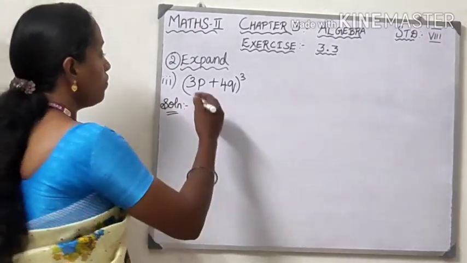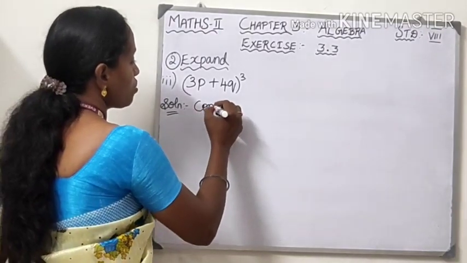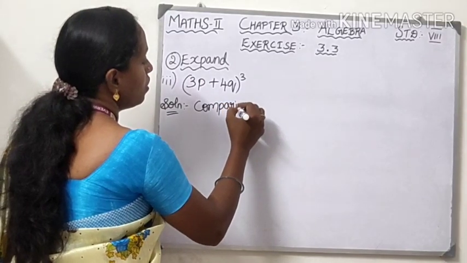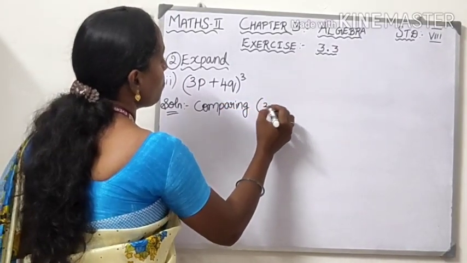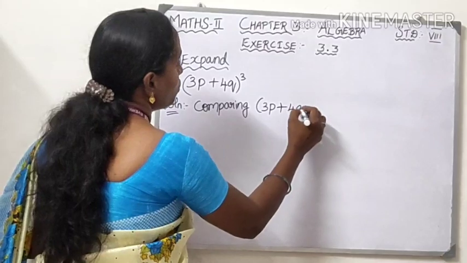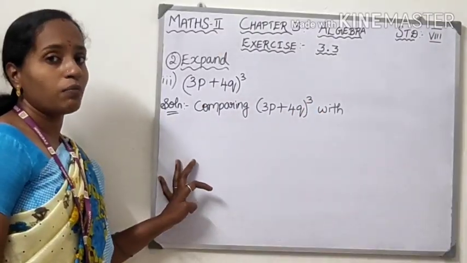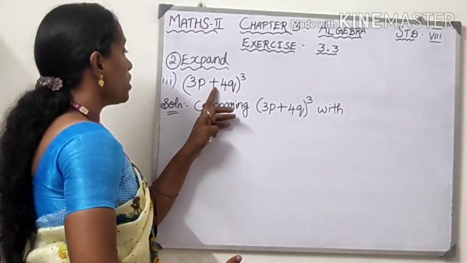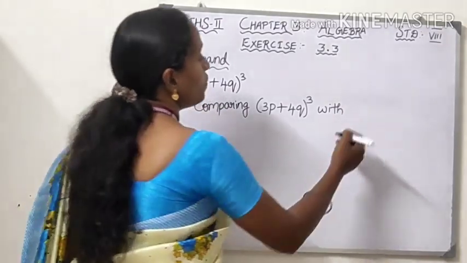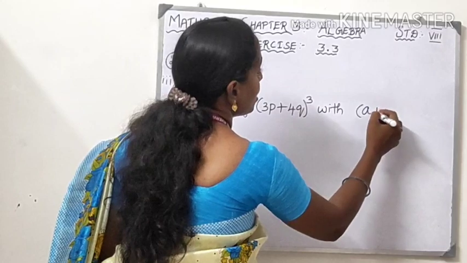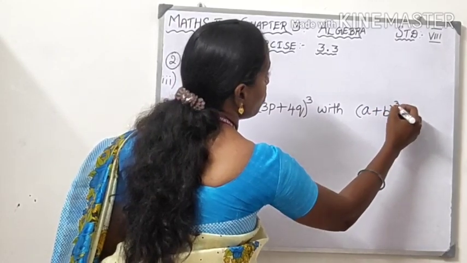So now we are going to compare our question. So comparing, what is our question? (3p plus 4q) the whole cube. What identity can be used here? You can check the symbol. Here we have a plus sign. So very well we can compare with the identity (a plus b) the whole cube.